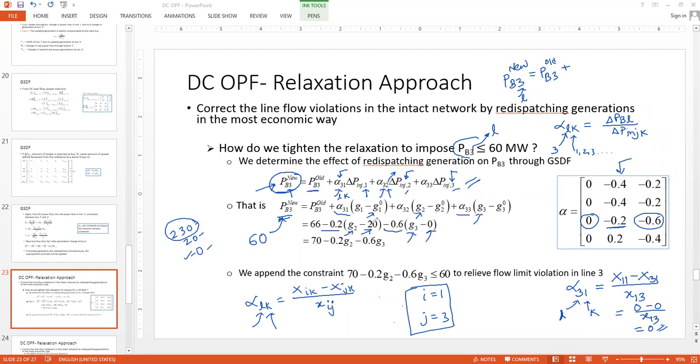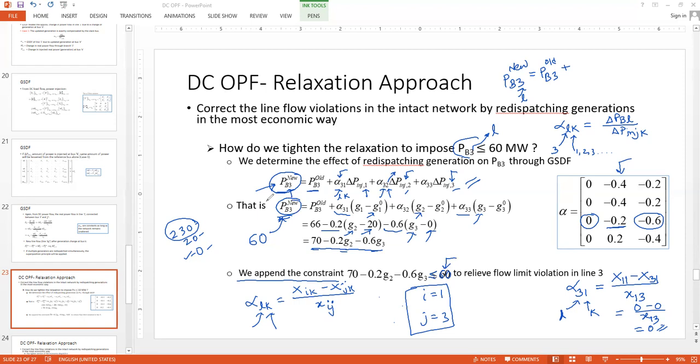So after simplifying this, we get 70 minus 0.2 G2 minus 0.6 G3. And in here, this PB3 new would be 60. So our new constraint would be 70 minus 0.2 G2 minus 0.6 G3. This value should be less than or at best 60. 60 is the PB3 new, the maximum value that we can allow.